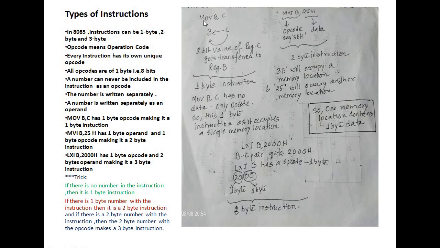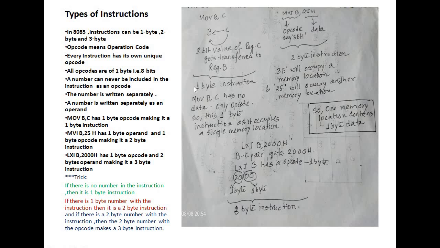If you write move B comma C, what gets stored in the memory? The opcode of the instruction gets stored in the memory. It gets converted into zeros and ones, and that particular pattern of zeros and ones is called the opcode, and that particular opcode gets stored in the memory. That is 8 bits. So one memory location can store only 1 byte data.